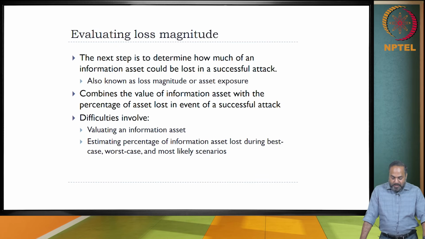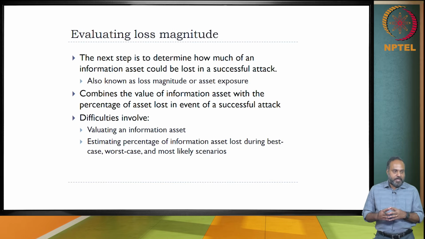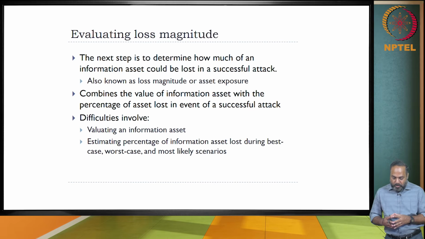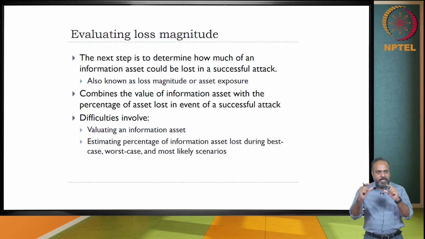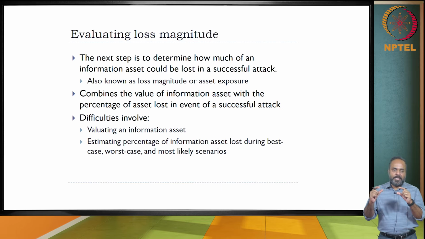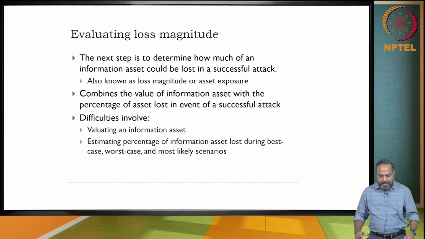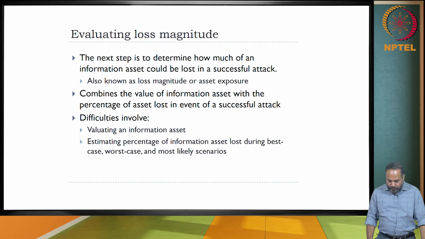So, what is this particular value? It combines the value of the information asset with the percentage of the asset lost in the event of a successful attack. If an attack happens, the percentage of that asset that is stalled or impacted is the basis for measuring loss magnitude. So there is an asset value multiplied by the percentage of the asset affected during an attack. That product is the loss magnitude. We will take an example as we go and then you will understand this a little better.